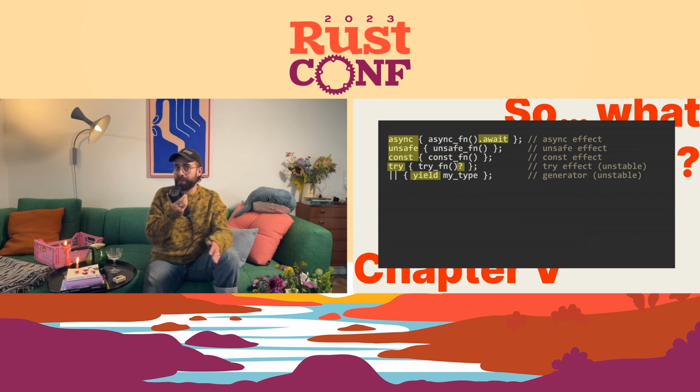async, unsafe, const, try, and generators. All 5 of these are in various stages of completion. For example, async Rust has async functions and blocks, but no async iterators or async drop. Const doesn't have const traits yet. Unsafe functions can't be lowered to unsafe effect traits. Try has the question mark operator, but try blocks are unstable. Generators are entirely unstable, and we only have the iterator trait.